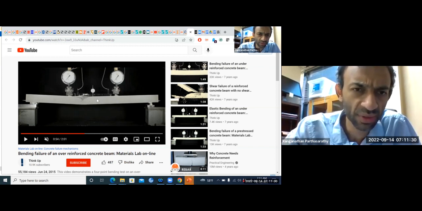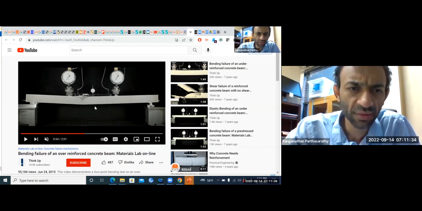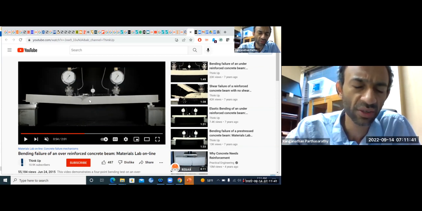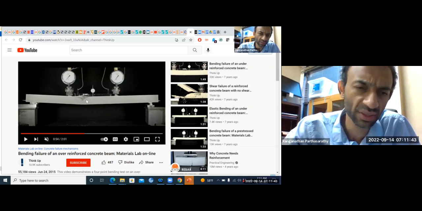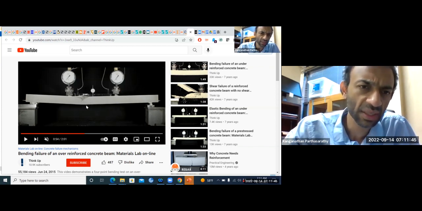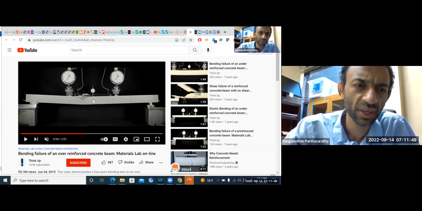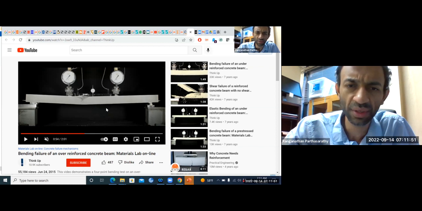This is what happens when you put too much steel and the tension steel did not yield when you're reaching your load for crushing the concrete. When the concrete gets crushed, the steel is quite far from yielding, so you get an explosive, brittle kind of failure, and with a sudden large deflection.